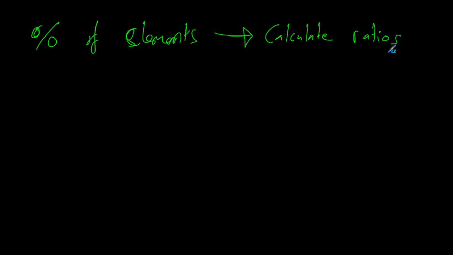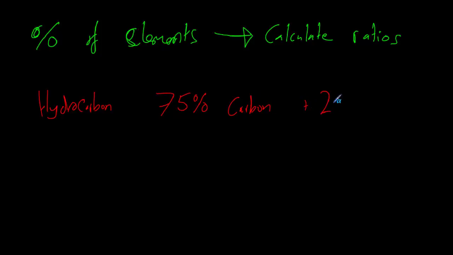Even though we can't work out directly the molecular formula, the empirical formula will give us all different kinds of information. Now a good example of this is we are told that we have a hydrocarbon which contains 75% carbon and 25% hydrogen.